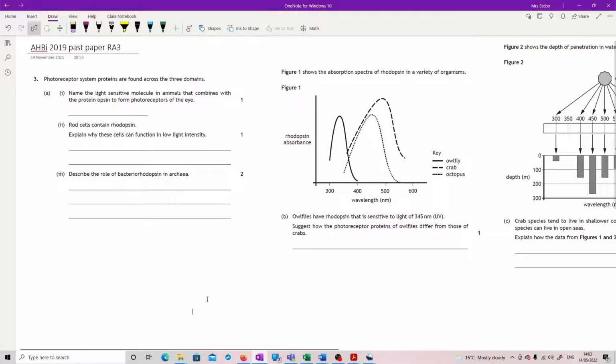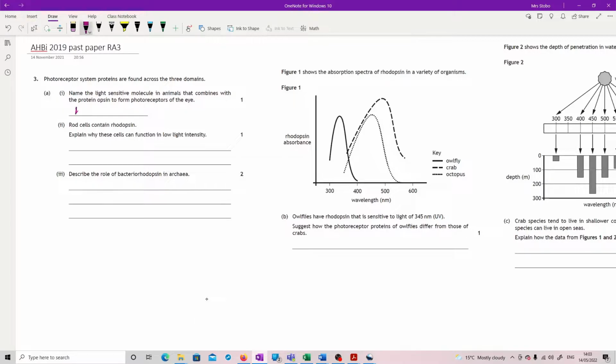Wide on this. Question 3. I kind of went quite wide on this one, but it'll be fine. Okay, so 3A. Photoreceptor systems are found across the 3 domains. Name the light-sensitive molecule in animals that combines with the protein opsin to form photoreceptors of the eye.